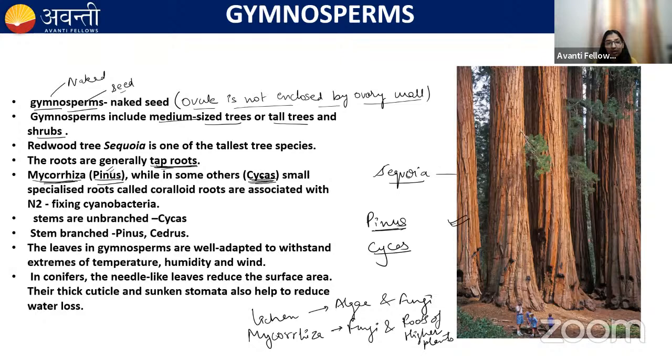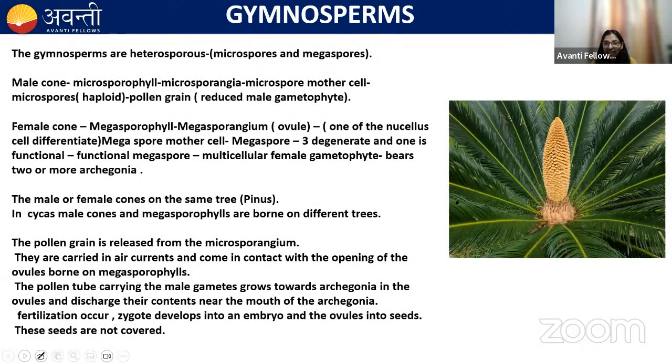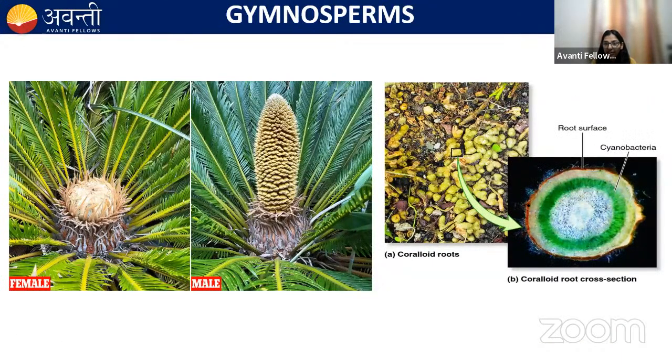The roots of Cycas, which are the coralloid roots, show the symbiotic association with cyanobacteria. And examples of cyanobacteria are Nostoc and Anabaena. You can see in this image, these are the coralloid roots. And this is the cross section of the coralloid root. And you can see this green part. This is the portion which is occupied by the cyanobacteria. And these cyanobacteria help in nitrogen fixation. Please remember that coralloid roots show association with cyanobacteria in case of Cycas. It's important, okay? Remember this.